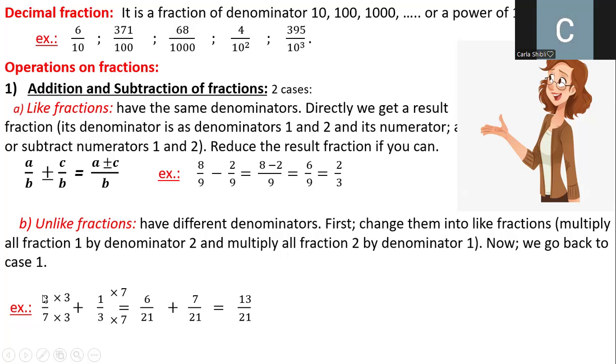For example, 2 over 7 plus 1 over 3. I look at the denominators, 7 and 3. Like or unlike? Since they are different, they are unlike fractions. I change these two fractions into like fractions. How do we do this? I multiply fraction 1 by denominator 2 and I multiply fraction 2 by denominator 1. 2 times 3 is 6, 7 times 3 is 21, plus 1 times 7 is 7, 3 times 7 is 21. Now my fractions are like, so I keep the denominator 21 and I add 6 plus 7 is 13. 13 over 21 is an irreducible fraction.